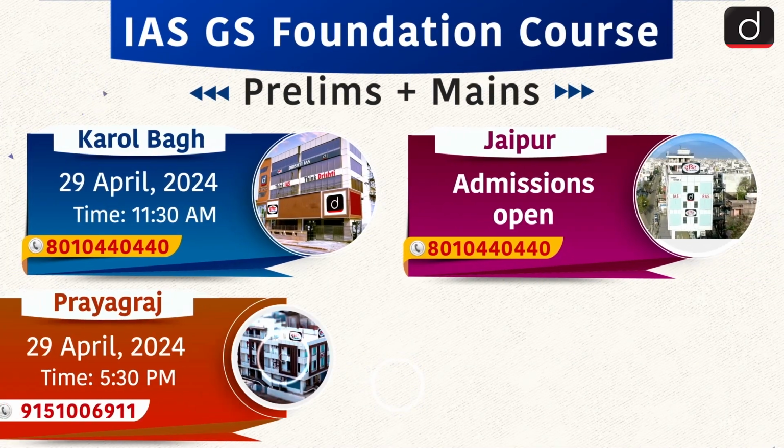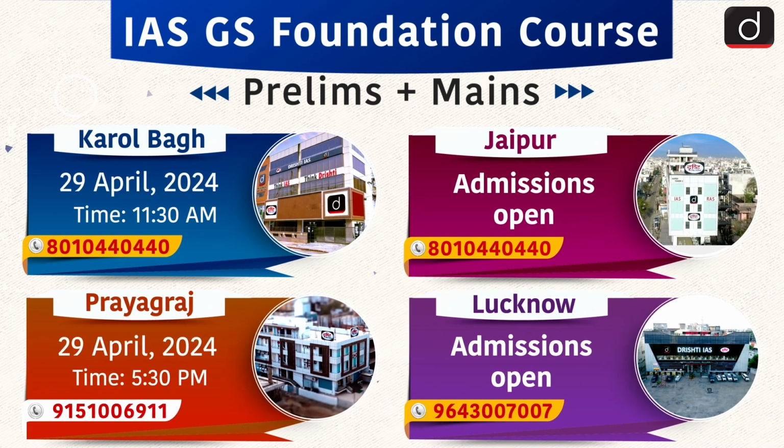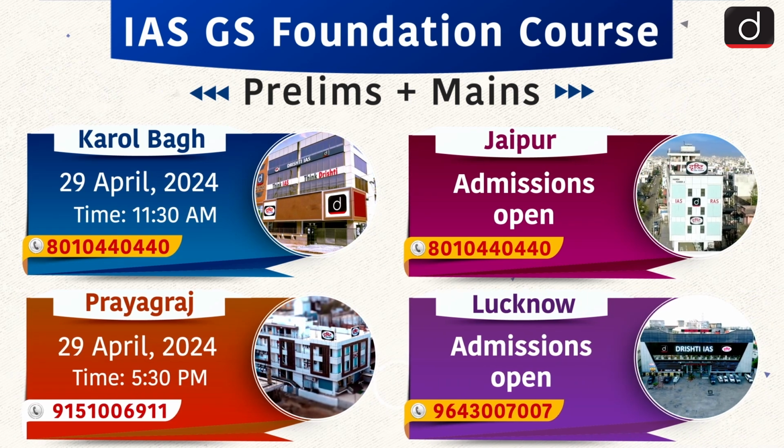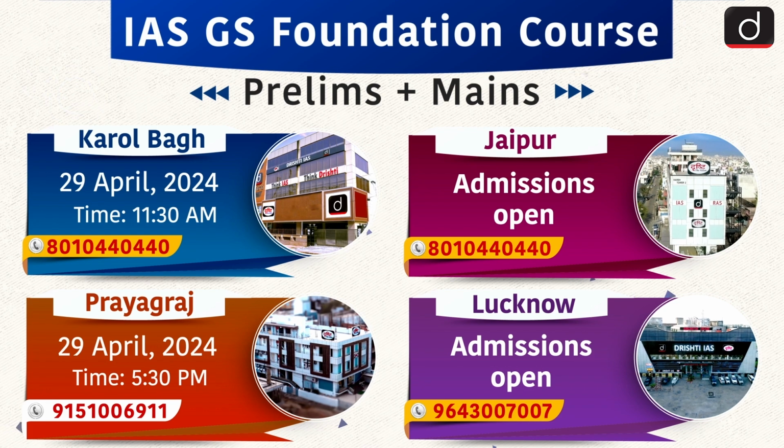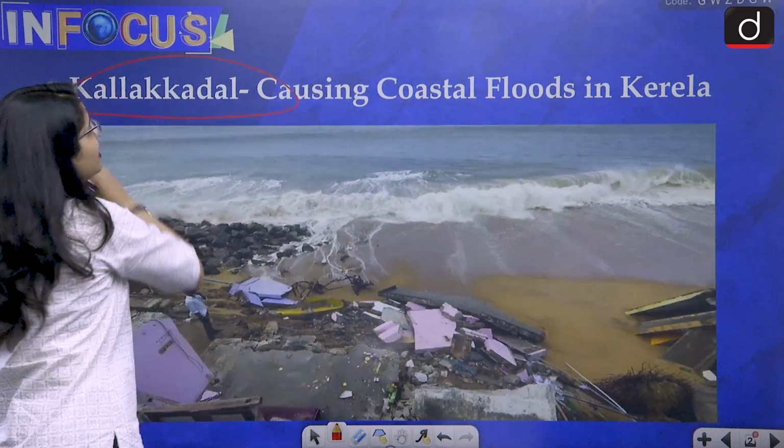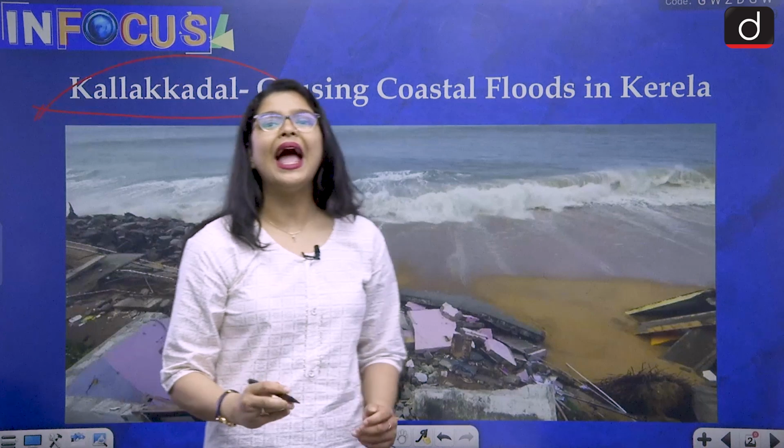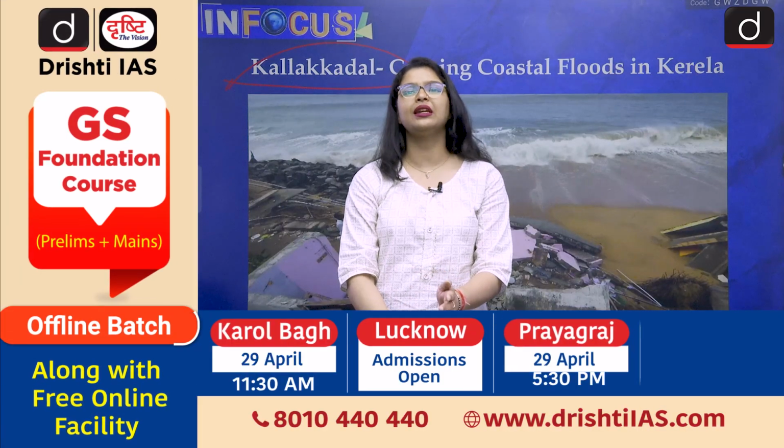In our today's fruitful discussion, we will be discussing another important natural phenomenon. The title of our today's discussion is Kallakkadal, which is a natural phenomenon and is responsible for causing floods in several coastal areas in Kerala.